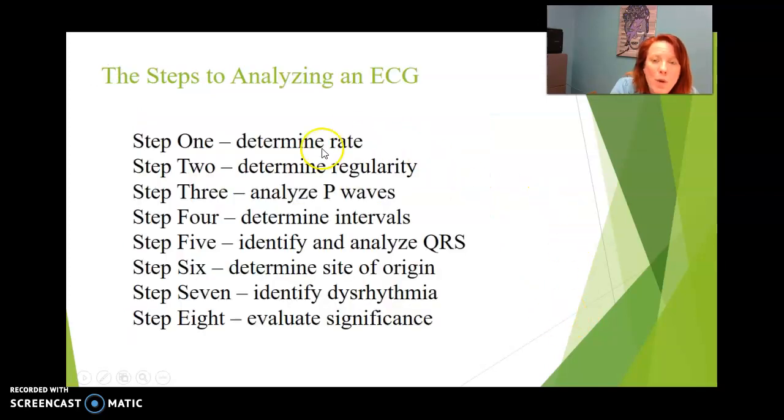So we determine the rate, the regularity, we analyze the P waves, we determine the intervals, we identify and analyze the QRS, we determine the site of origin, identify the dysrhythmia or arrhythmia, and evaluate its significance. So I am going to start a second video discussing this in detail.